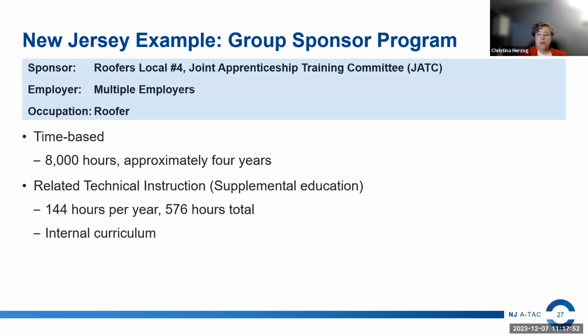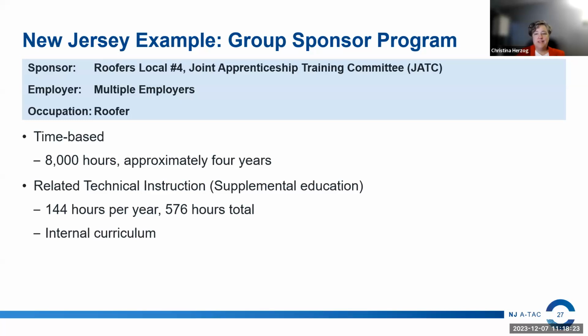For an example of a group sponsor program, we're going to take a quick look at Roofers Local number 4. Group sponsorship is incredibly common in the construction trades and is usually overseen by a union training program such as this one, or by an industry-based trade association. So in this example, Roofers Local number 4 Joint Apprenticeship Training Committee administers the Roofer Apprenticeship Training Program.